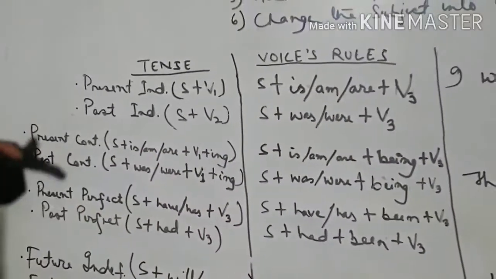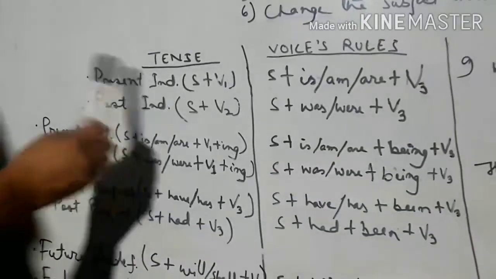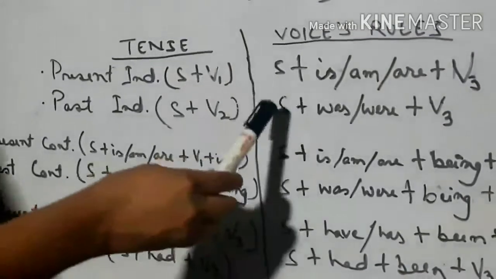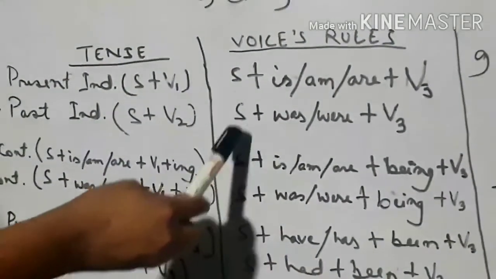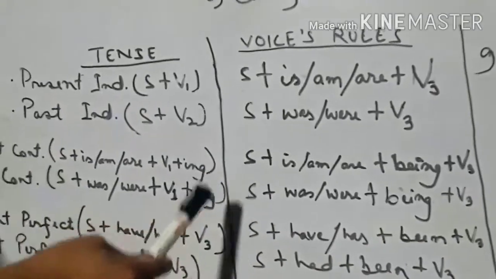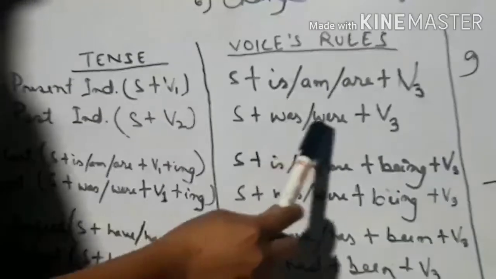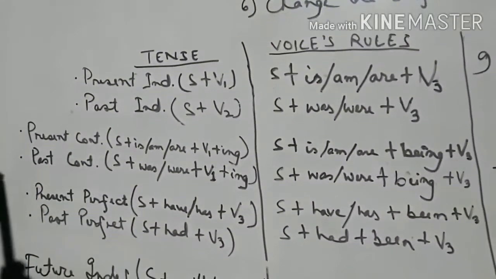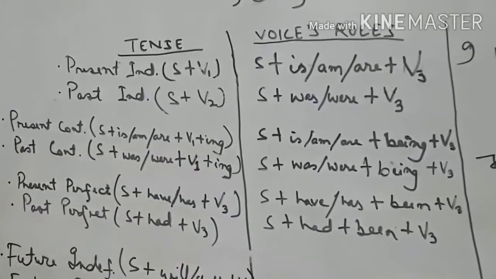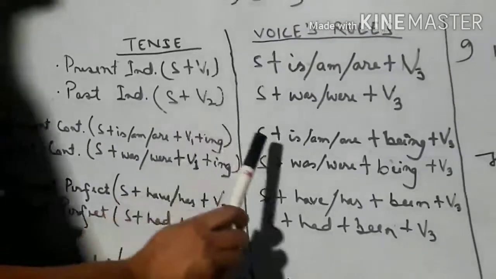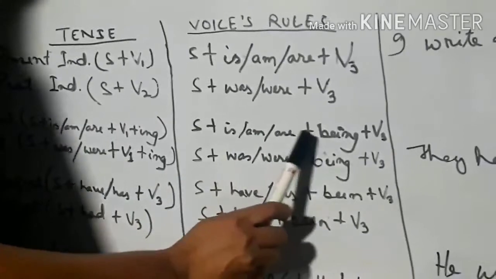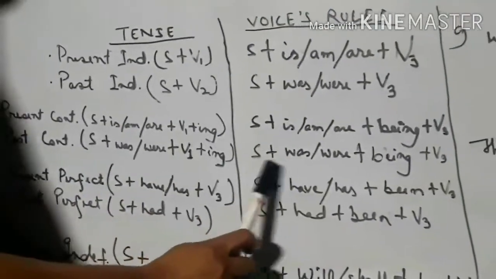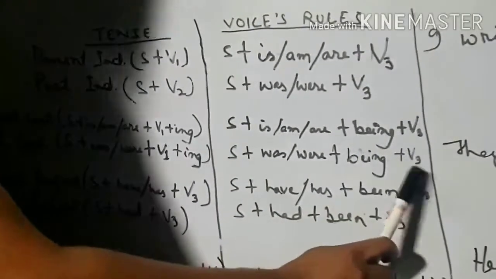Then if the active sentence is given in the past indefinite tense form, you need to apply these rules in changing the active into passive sentence. That means subject plus was or were plus B3. Then if the active sentence is given in the present continuous tense form, you need to apply these rules: subject plus is, am or are plus being plus B3. Then past continuous: subject plus was or were plus being plus B3.